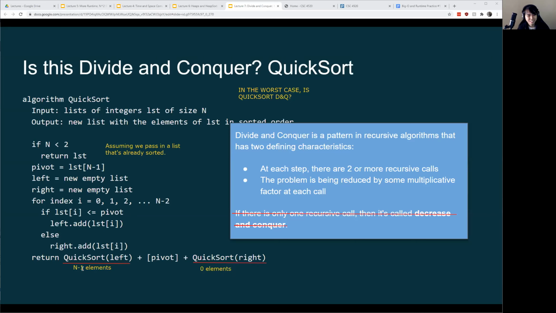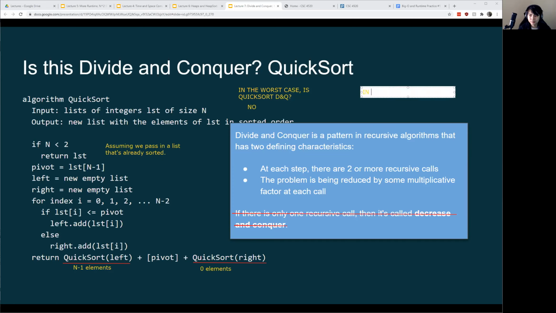That's no good, right? In this case, this runtime would be n squared, but also n-1 is not reducing the problem by a multiplicative factor. So in the worst case, no, it's not, right? Like the divide and conquer algorithm, quicksort is not a divide and conquer algorithm in the worst case. So depending on what inputs you put into quicksort, you actually can say yes or no to quicksort.